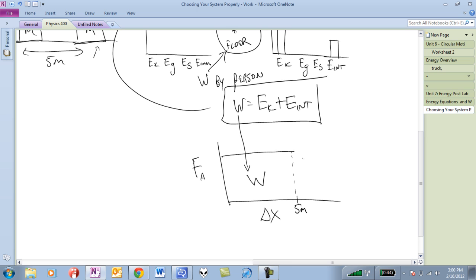So that's a very, very, very quick way in understanding how work is associated and connected to forces.